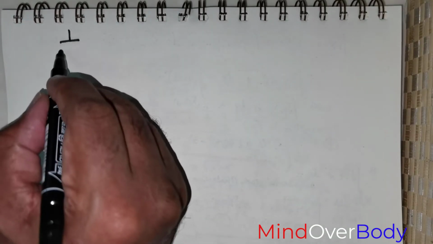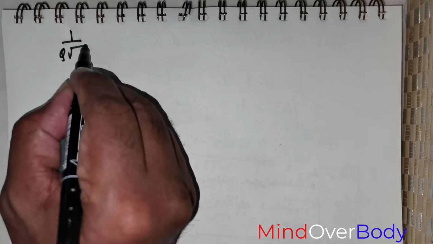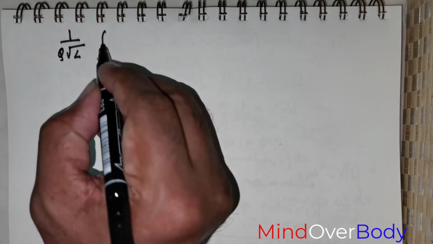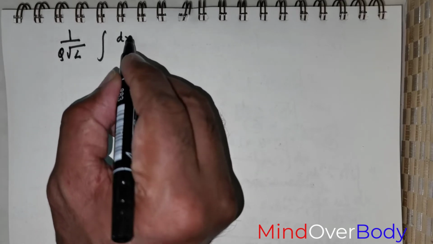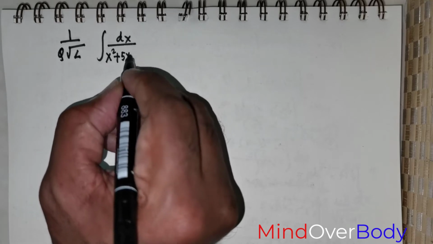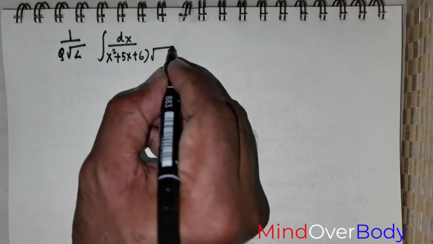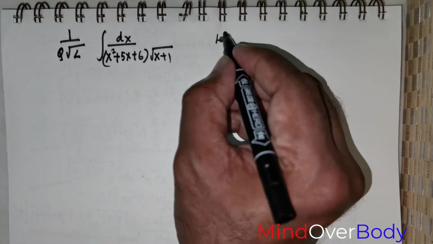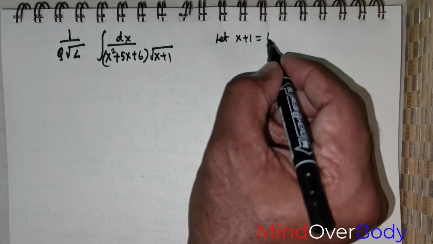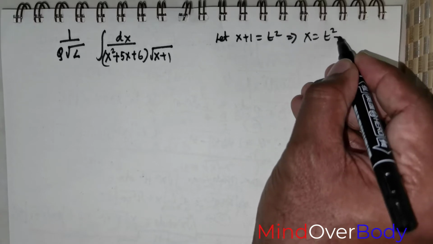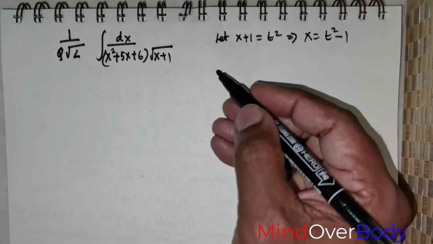Students, we are expected to solve this question. Now this is of the form 1 over q times root of L. So this is the next type. So the question is integral dx over x squared positive 5x positive 6 times root of x positive 1. Now what we will do is we will take x positive 1 to be equal to t squared. Now from here x is equal to t squared minus 1. So we are just extracting x from here.